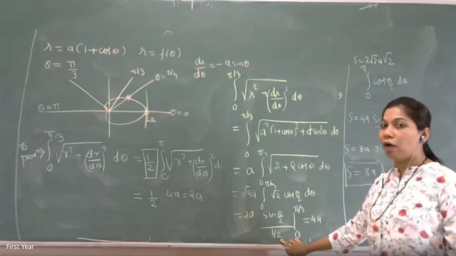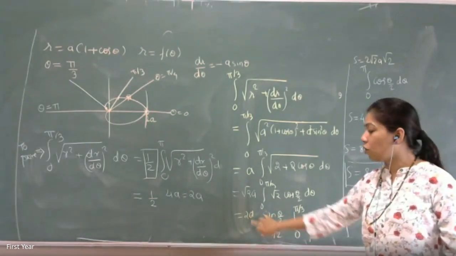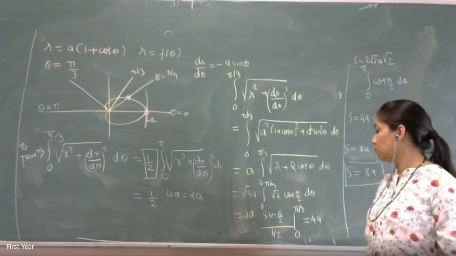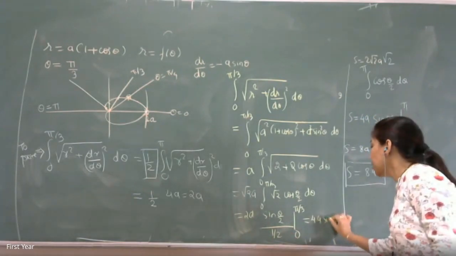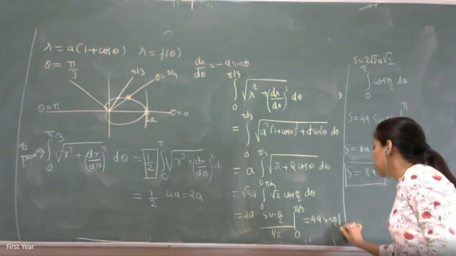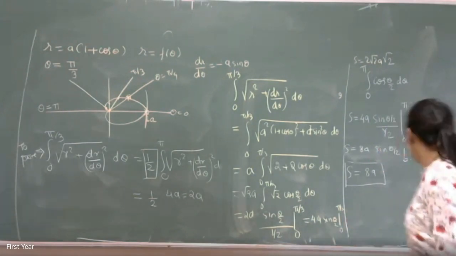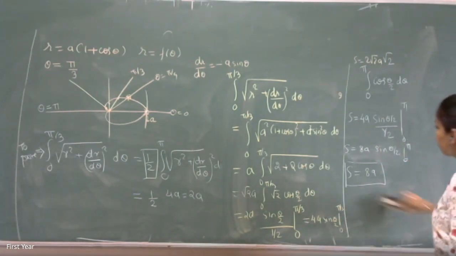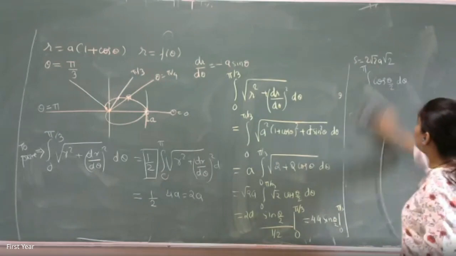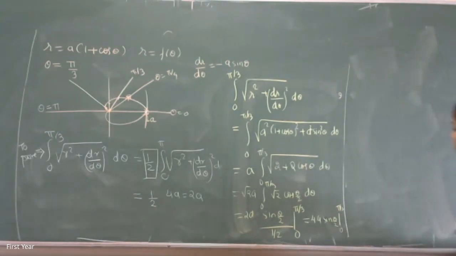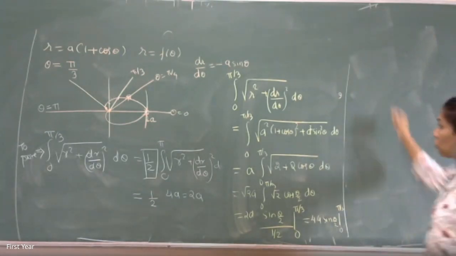Again, is this clear now? How is it becoming 4a? This 2 will go on top, 2a into 2 will become 4a. But it is sine of theta by 2 from 0 to pi by 2. So what's the value of that? Again, you will run to the conclusion that we are getting 4a. So has something gone wrong? No, nothing has gone wrong.